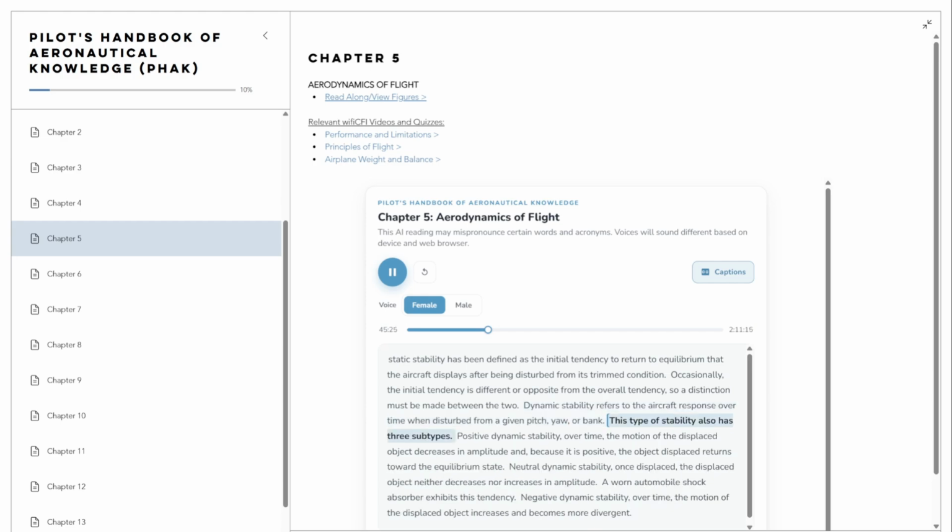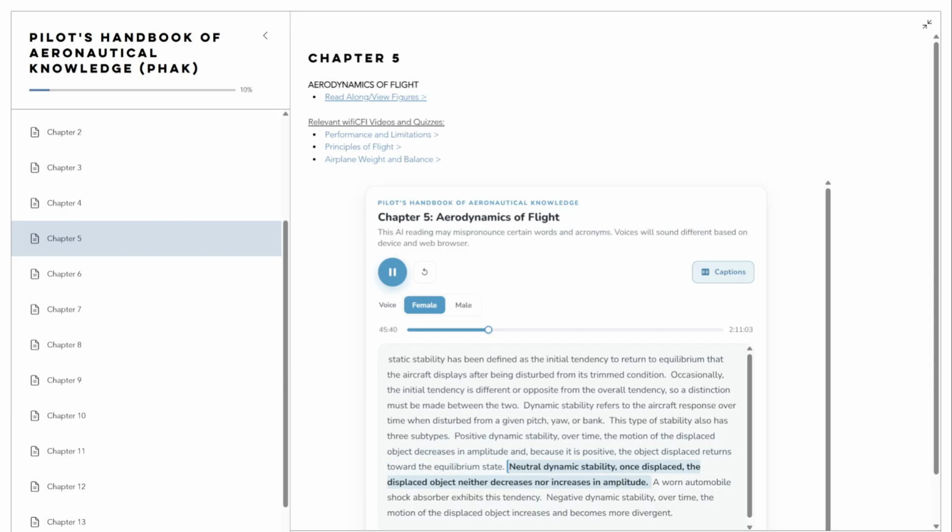This type of stability also has three subtypes. Positive dynamic stability: over time, the motion of the displaced object decreases in amplitude and, because it is positive, the object displaced returns toward the equilibrium state.